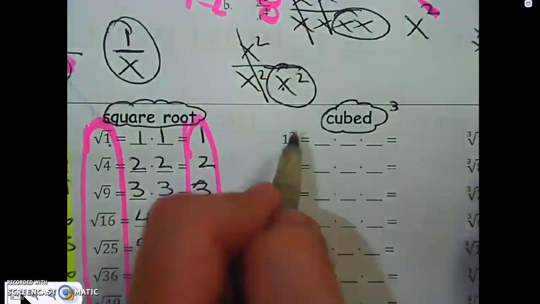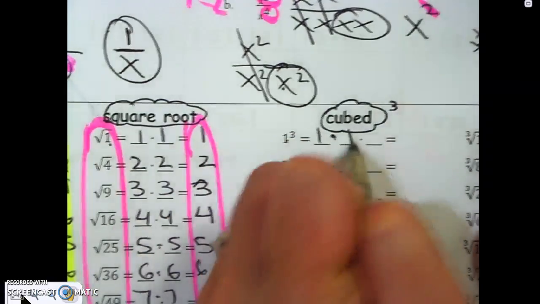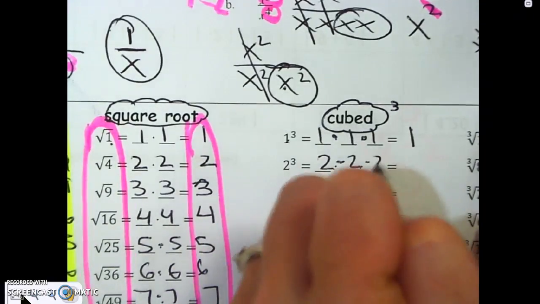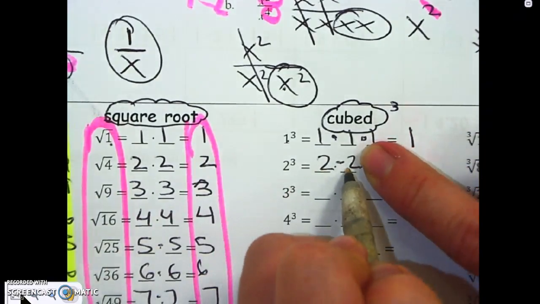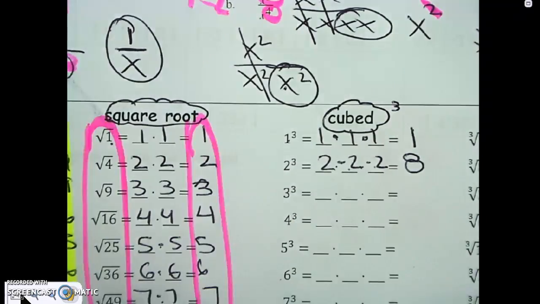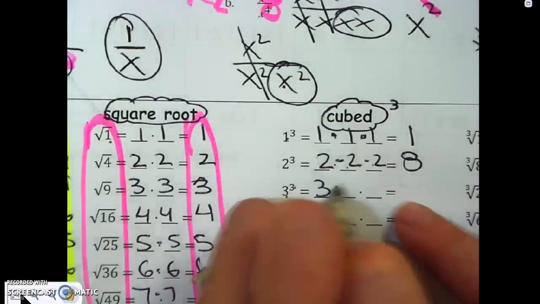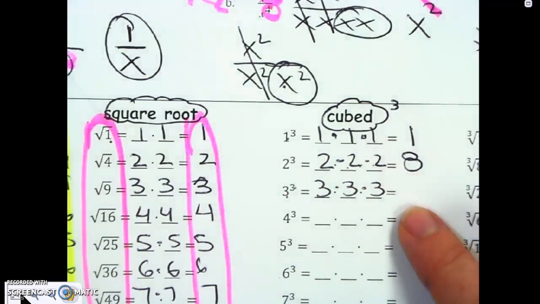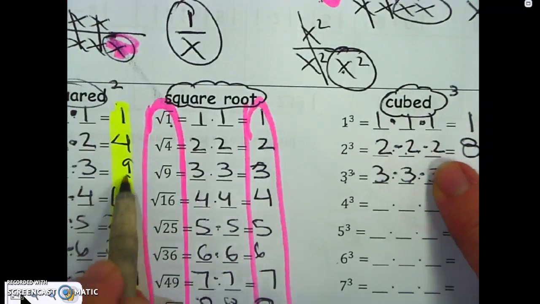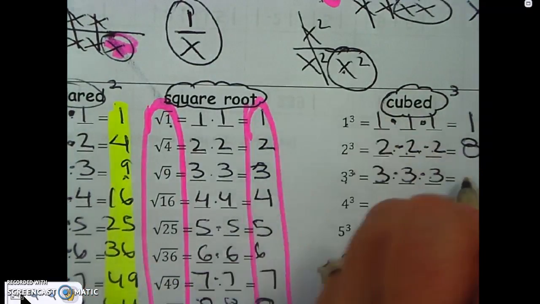So this time, you're doing the 1. 1 cubed is 1 times 1 times 1, 1. 2 times 2 times 2. 2 times 2 is 4. Times 2 is 8. 3 cubed, 3 times 3 times 3. 3 times 3 is 9. Let me show that relationship. 9 times another 3, 27.